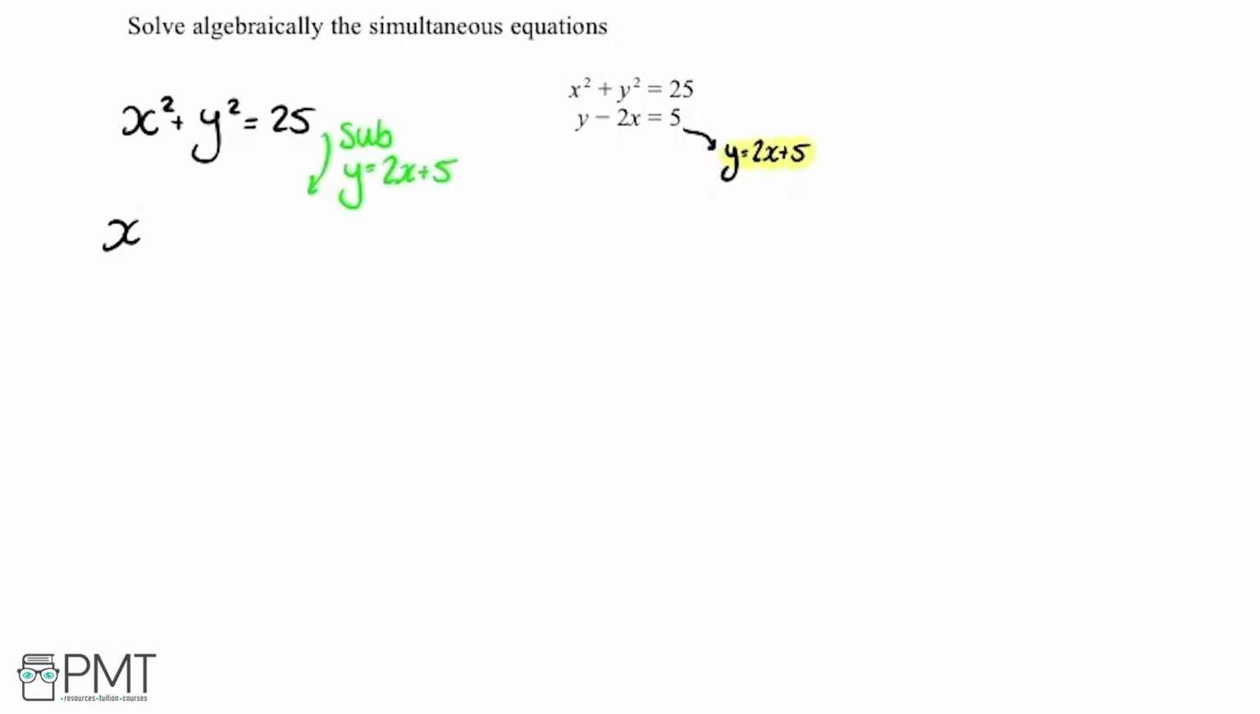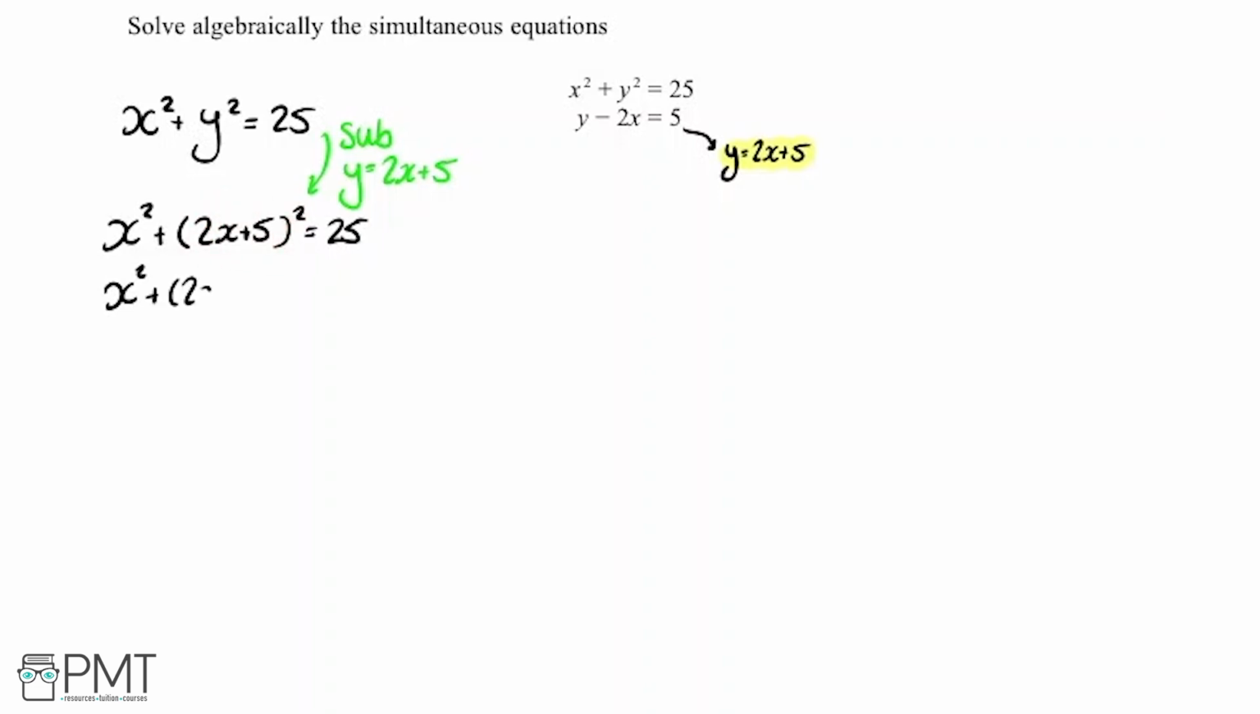So we've got x squared plus (2x plus 5) all squared equals 25. So now this is great. We've got our first step ready. We've eliminated the y, and we've just got a single variable, x. Now we can solve the equation for x. So I'm just going to keep this x squared here, and I'm going to expand out this bracket.